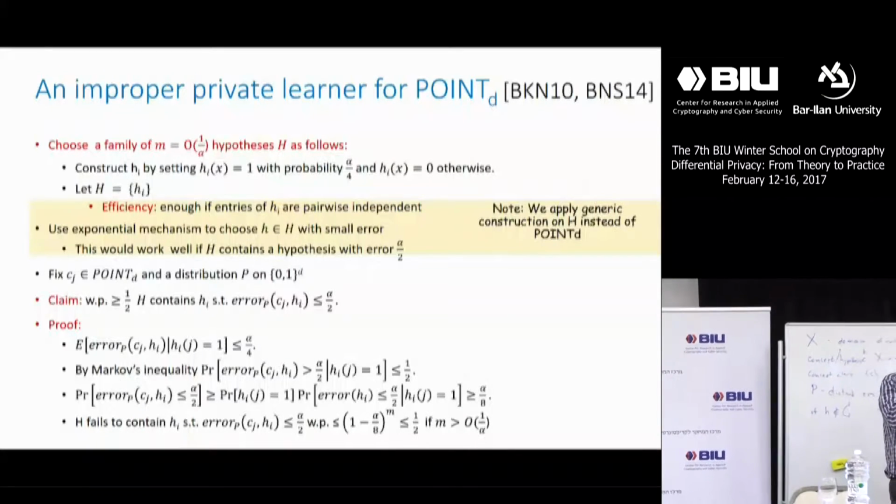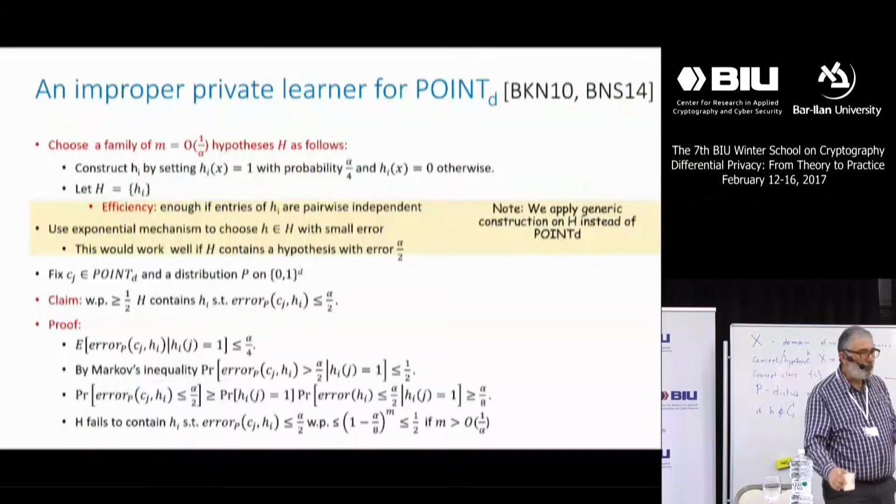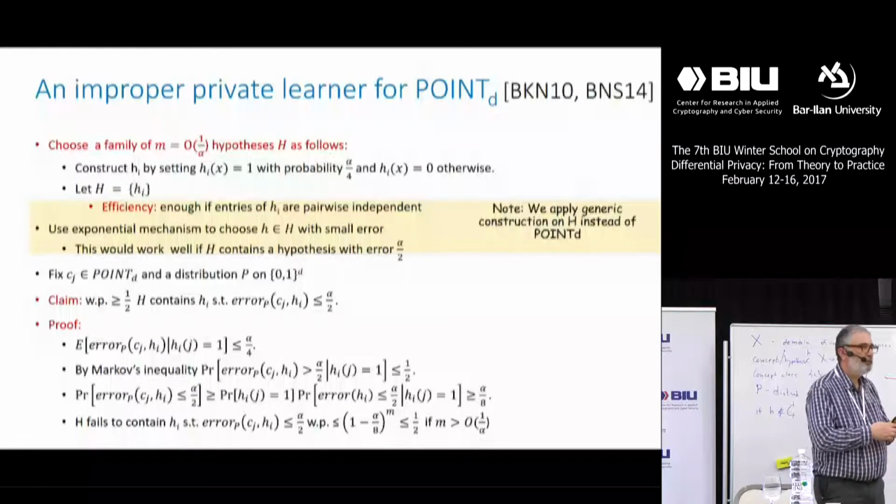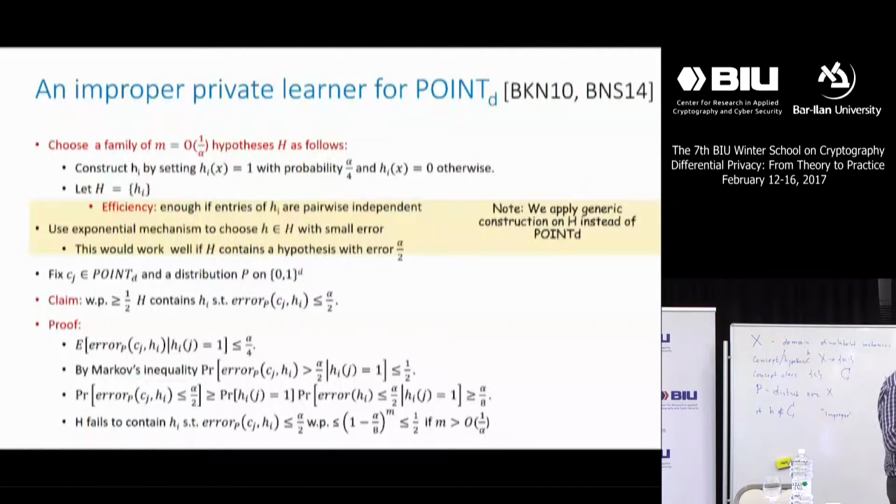What's the question? So if the domain is of size 2 to the d, you're getting 2 to the d times alpha over 4 ones, tons of ones. Yeah. If you just guess one of them, you're successful with tiny probability. Yeah.